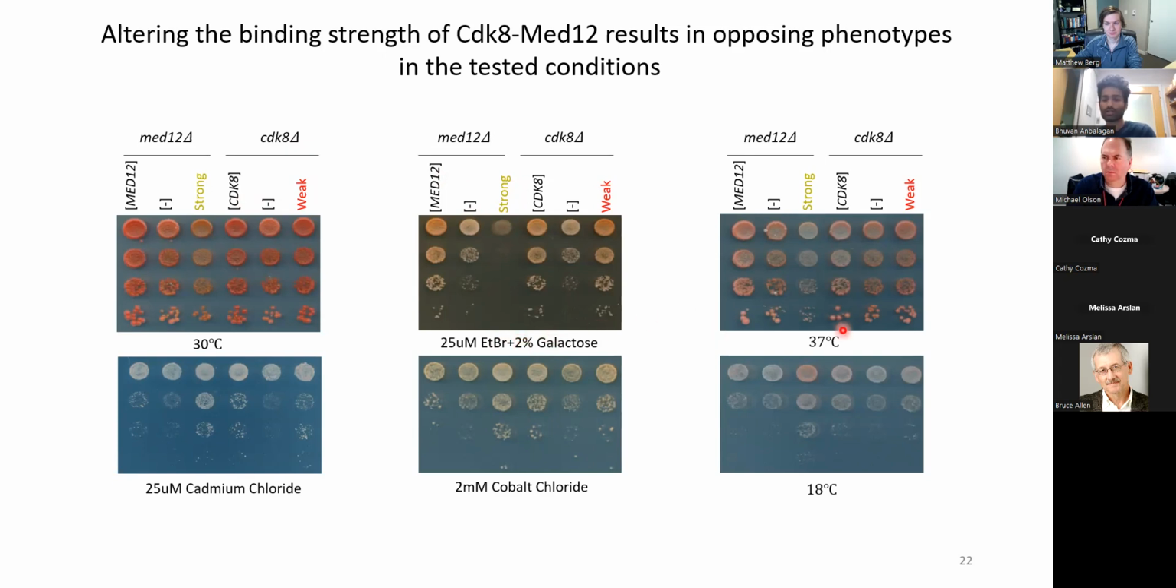Particularly at 37 degrees and 18 degrees, you can see that the N48R mutant is sicker at 37 degrees, but it grows better than the wild type at 18 degrees, suggesting this opposing phenotype. And this whole thing suggests that the CDK8 and MED12 interaction is necessary, but might be condition-specific.